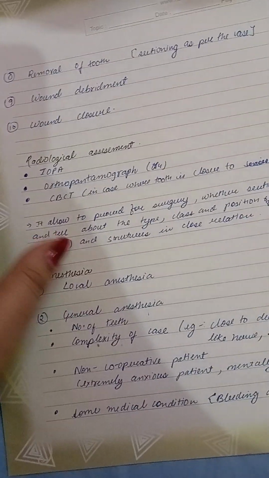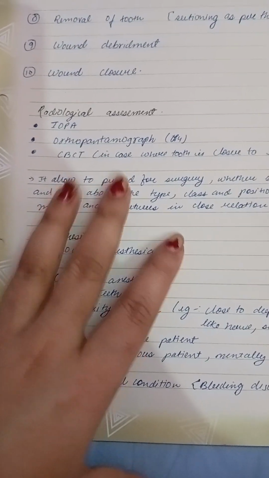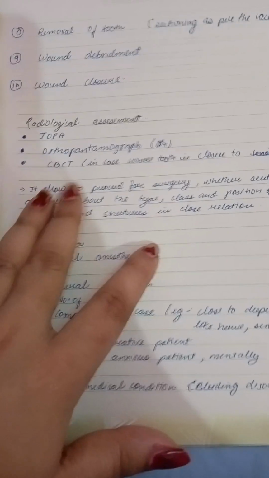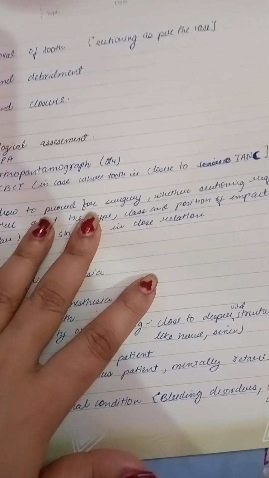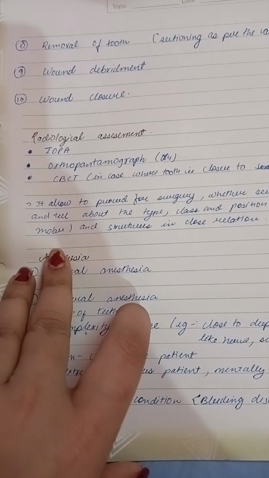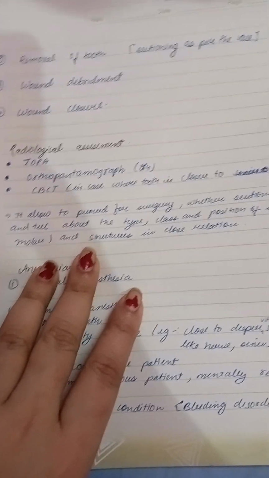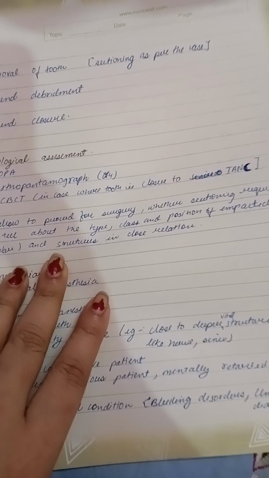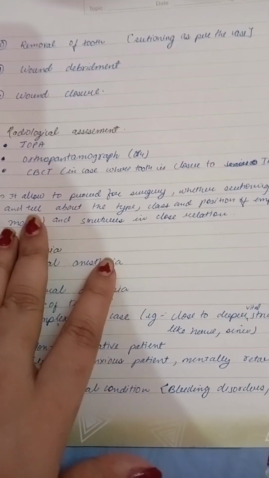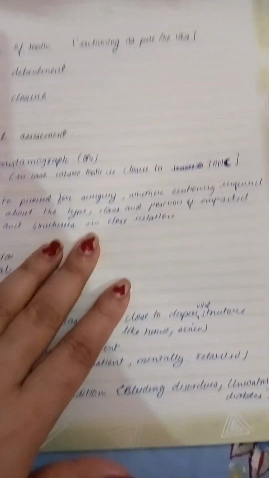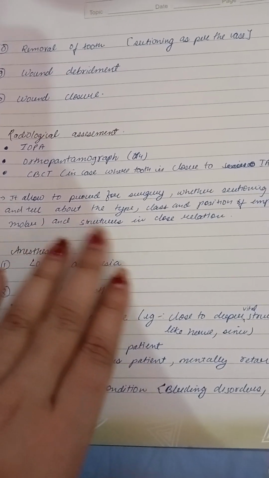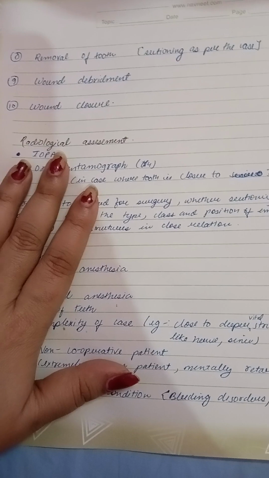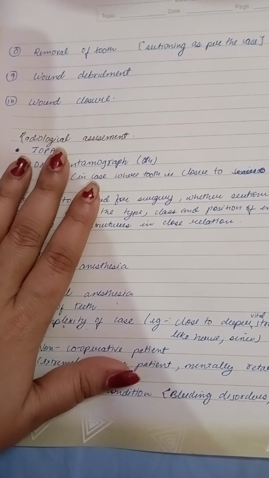Now, what happens in radiological assessment? We can go for IOPA, OPG or CBCT. CBCT in cases where the tooth is in close relation to the inferior alveolar canal. It allows us to proceed for surgery, tells us whether sectioning of the tooth is required, and tells us about the type, class and position of the impacted molar and the structures in close relation. This is why the radiological assessment is very important.